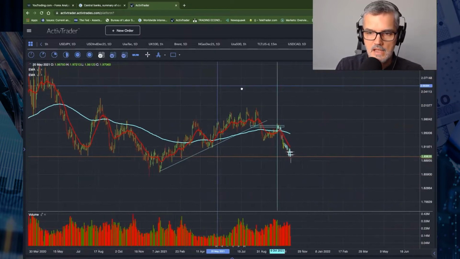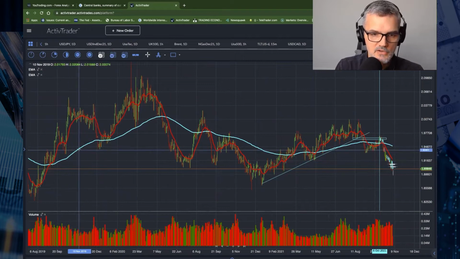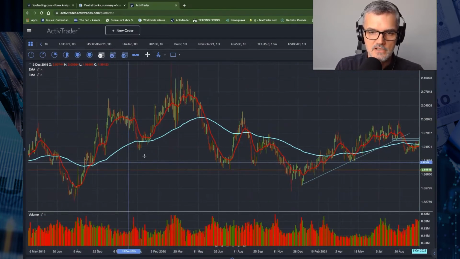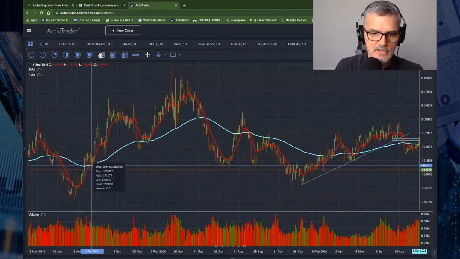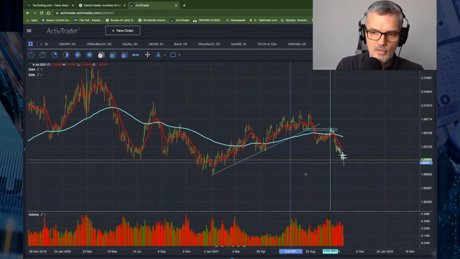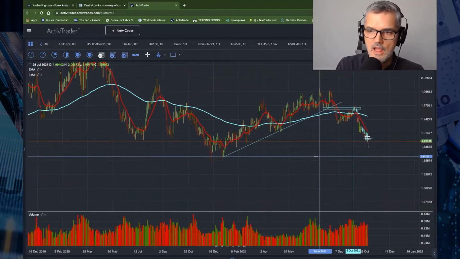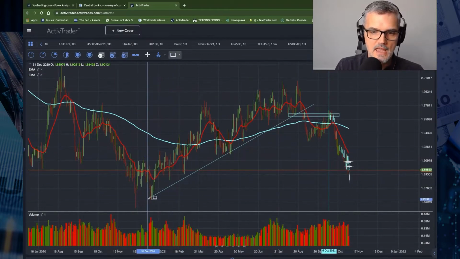Let's start on the daily. If you put a 20-period moving average and a 200-period moving average just for the general trend, you can see that when the red 20 is above the cyan 200, you could be looking for longs. So that's how a lot of people just have a quick visual of which way the trend is going. Other ways you can do it is to find a trend line.